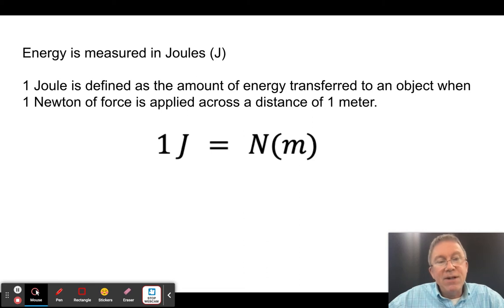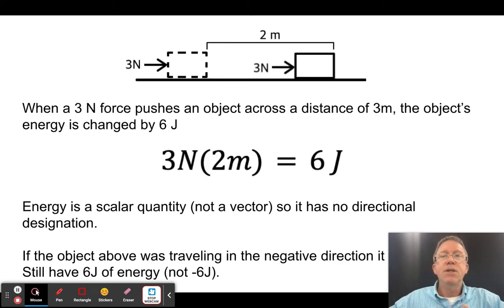One way of defining a joule is to say 1 joule is the amount of energy that an object gains when you apply 1 Newton of force to it and your hand moves the distance of 1 meter. So if 1 Newton of force acts across 1 meter of distance, the object gains or loses 1 joule of energy. So let's just take a look at this here.